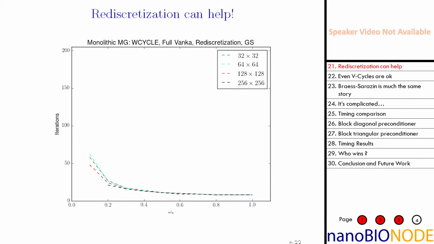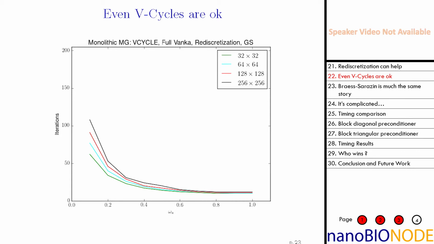This is the same thing. This is full Vanka, W cycles, but now we're using rediscretization instead of Galerkin. And this brings everything back into a nice, happy regime where, with the right parameter choices here, we can get convergence in 10 iterations or so. And even the V cycles in this case are okay. We were having problems with V cycles and Galerkin where nothing was scaling, but going to V cycle multigrid here, this seems to work.